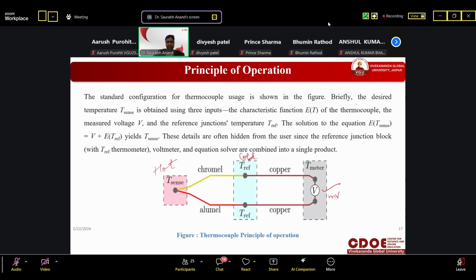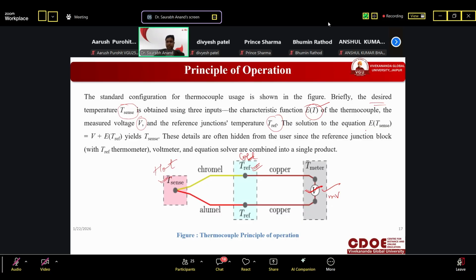So the desired temperature, T sense, is obtained using three inputs. First is E(T), the characteristic function of the thermocouple; the measured voltage, that is V; and the reference junction temperature, that is T reference. So T sense is obtained using the function of the thermocouple, the voltage, and the reference temperature, that is T reference. Okay.